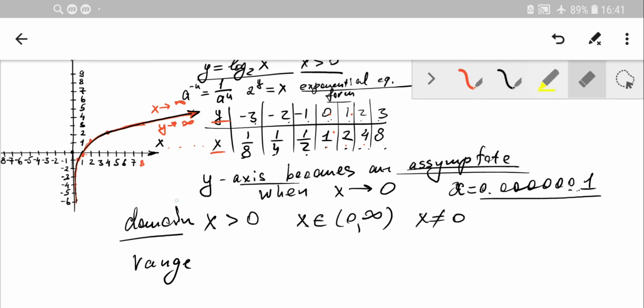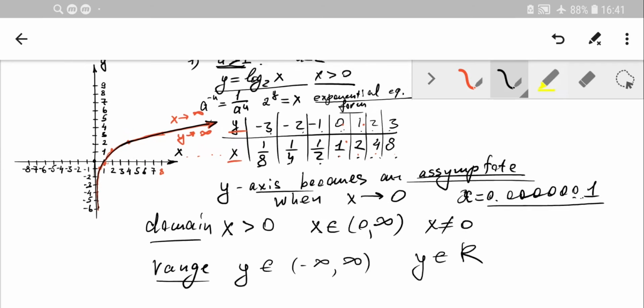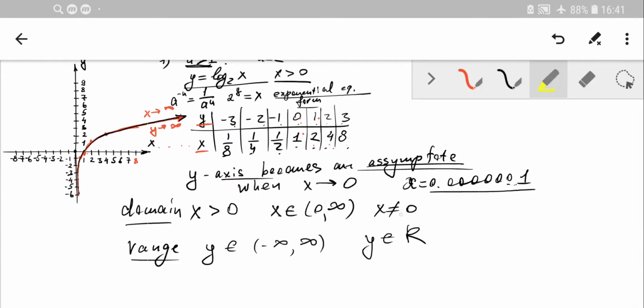So for range, we have y values from negative infinity to positive infinity. Okay? So that's why for the range, we have y from the set from negative infinity to positive infinity, which means y is simply any real number.